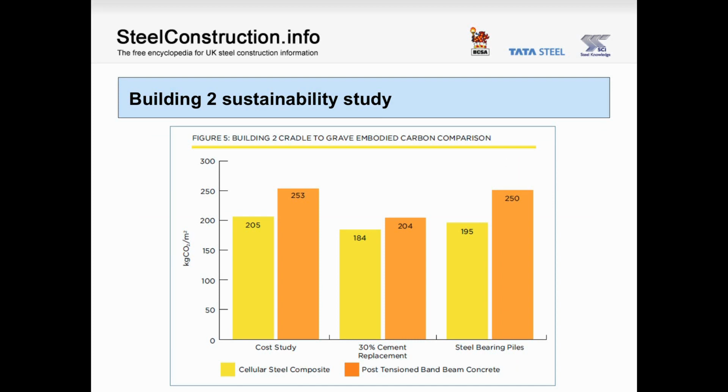As part of the cost comparison project, Peter Brett Associates also undertook an embodied carbon assessment for the options considered for Building 2, the 8-storey office building. Using an ordinary Portland cement mix for the concrete in both steel and concrete options, we can see that steel had a 19% lower embodied carbon content than the concrete option. Using a replacement mix is sometimes considered to reduce the impact of the concrete. We can see that though the difference between the steel and concrete options narrows, the steel option still has a 10% lower impact than the concrete option. And replacing the conventional CFA piles with steel bearing piles also has a positive impact on the original study arrangement.